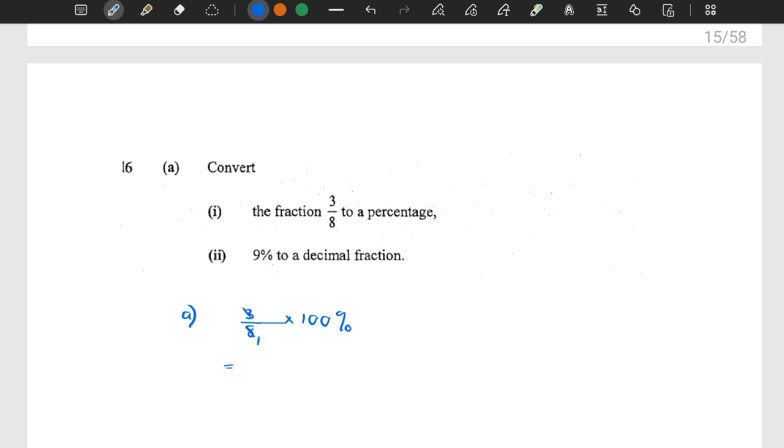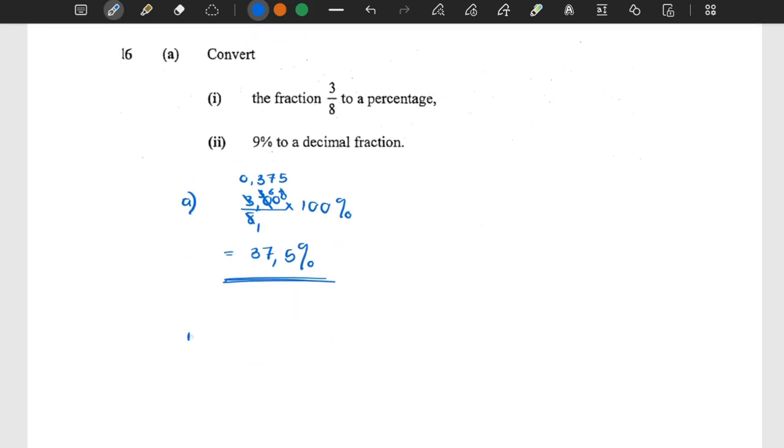So 8 into 8, 1, 8 into 3, that's 0, remainder 3, 8 into 30, it's going to be 3, and then remainder 6, 8 into 60, that's going to be 7, remainder 4, 8 into 40, that's going to be 5, then times 100, that's going to be 37.5%.